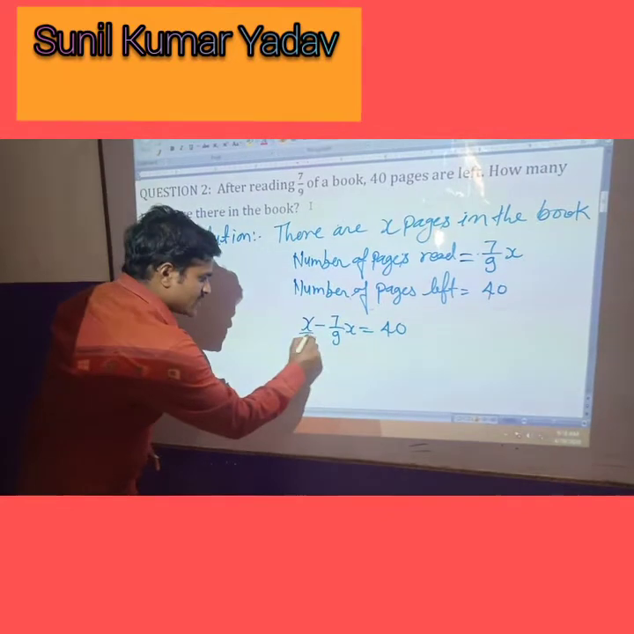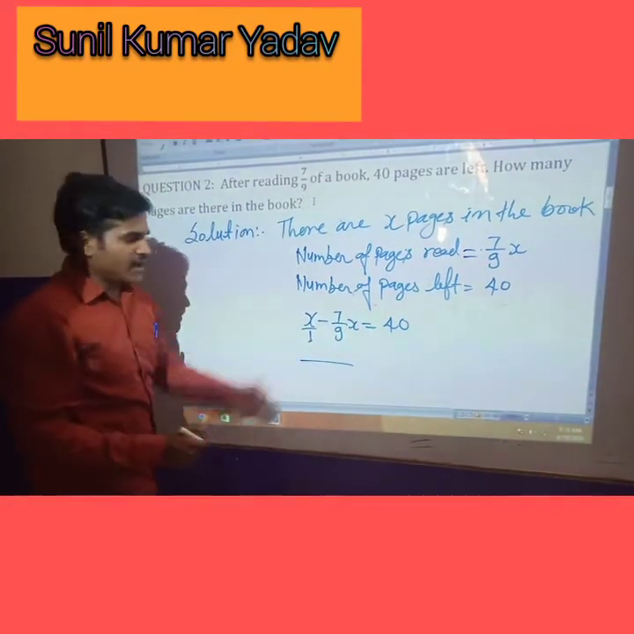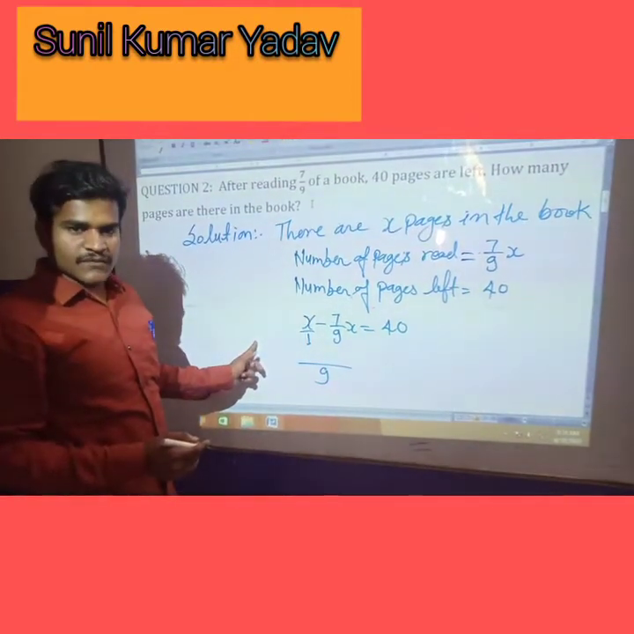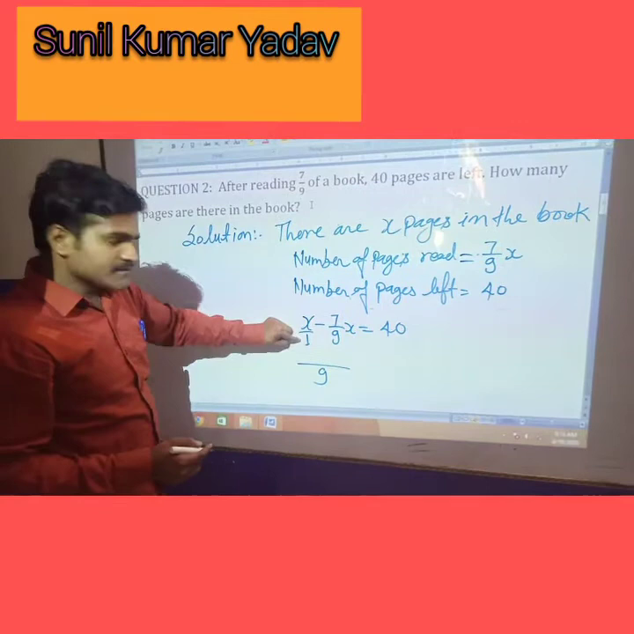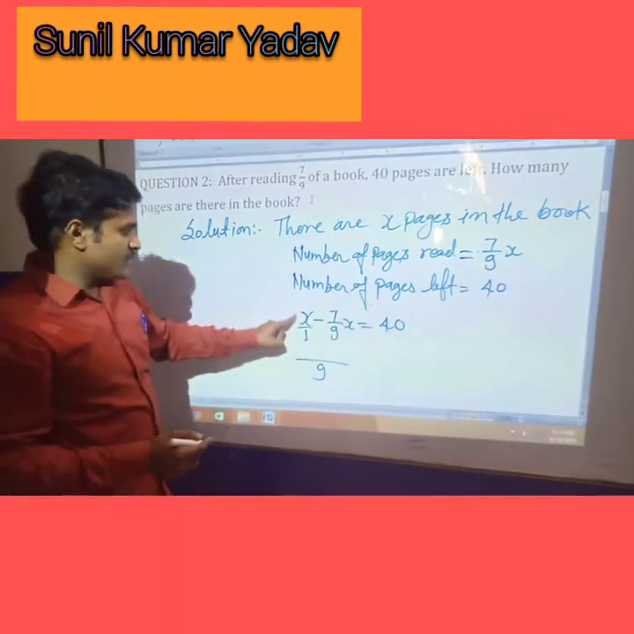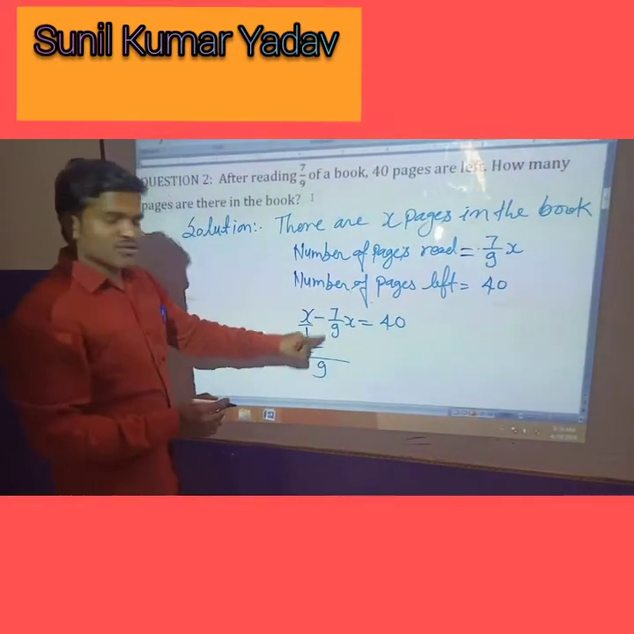So we may write x is equal to x upon 1. Now we will take the LCM of 9 and 1. So LCM of 9 and 1 is 9. Okay. Now when 1 divides 9, it gives 9. So 9 multiplied with x. So we get 9x. Minus is there, so minus.